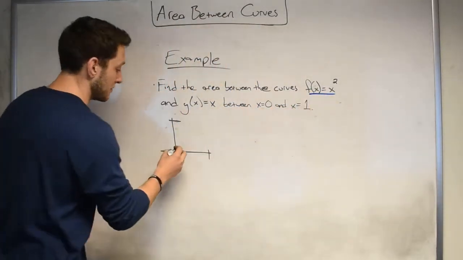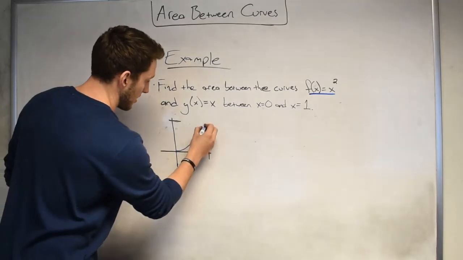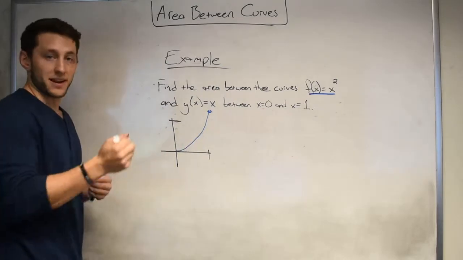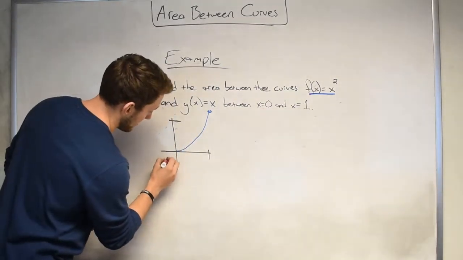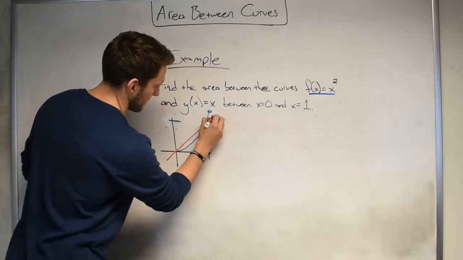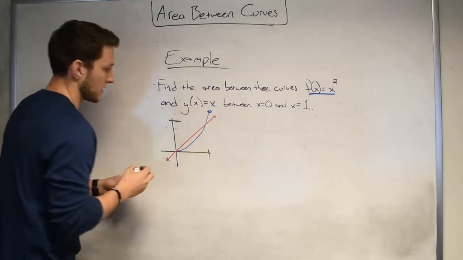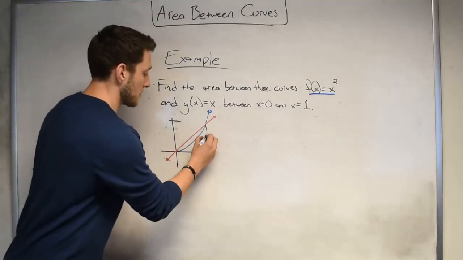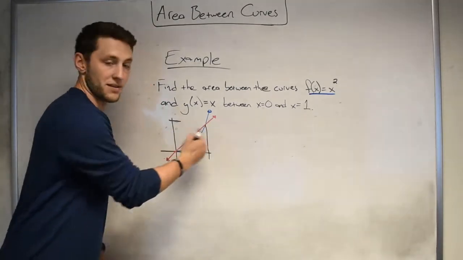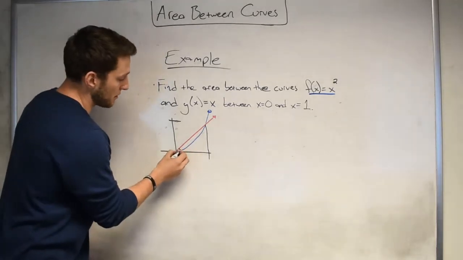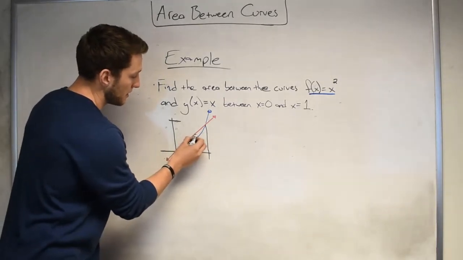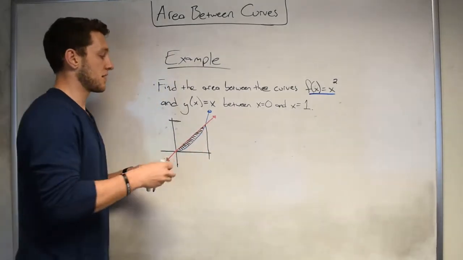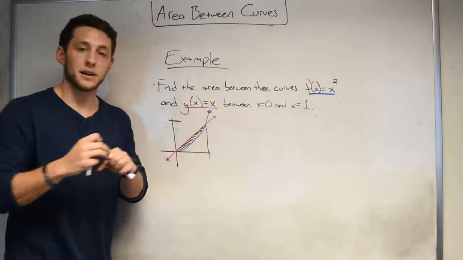F of x, I'll signify in blue, will be the start of the parabola, while g of x is just g of x equals x, so we'll just have a line going like this. As we're only curious about what happens between 0 and 1, x equals 0 and x equals 1, that shows that we really care about this area right in there. So now we have to ask ourselves, how do we get that area?